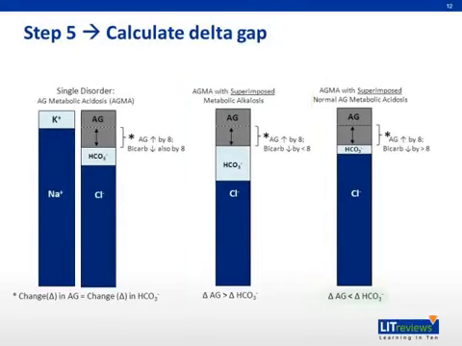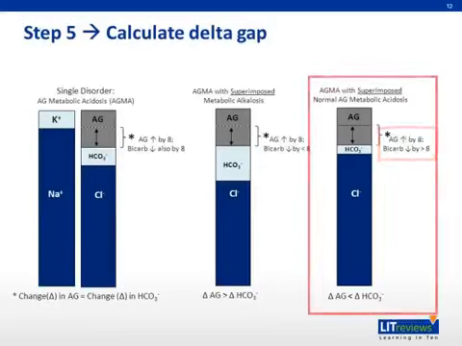On the other hand, if the change in anion gap is less than the change in bicarbonate, let's say for example that the anion gap increased by 8, but the bicarbonate, instead of decreasing by 8, decreases even more, then this suggests that there is an extra loss of bicarbonate and a superimposed normal anion gap metabolic acidosis.